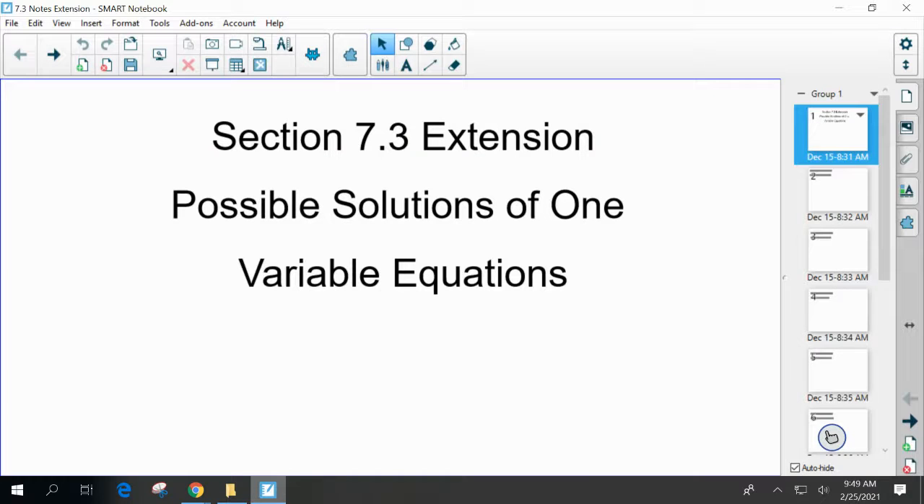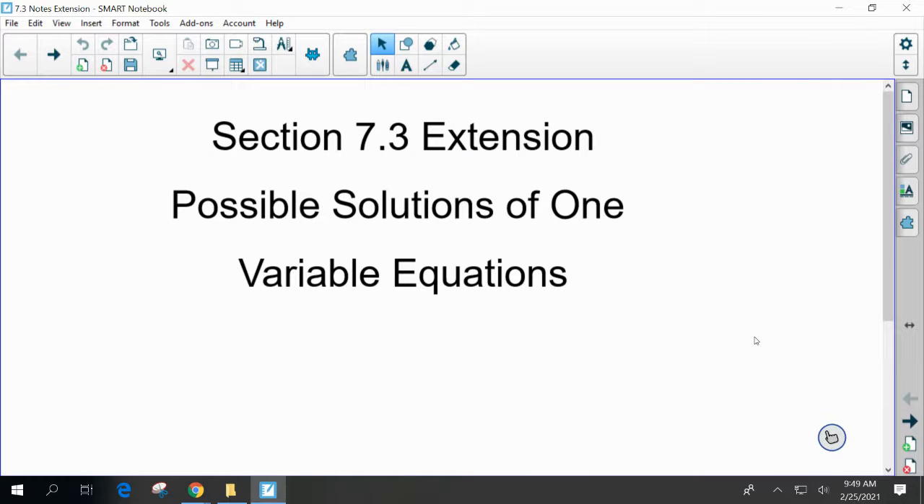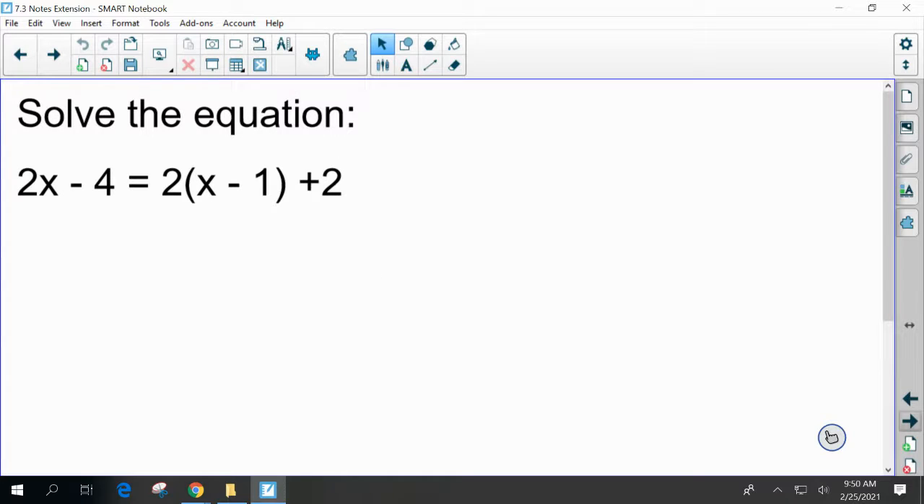Okay, so this is section 7.3 extension. So this is adding on to what we've already learned in 7.3. And today we're gonna have a different kind of answers. We're not gonna actually have like x equals 2 as an answer, okay? So starting off with number 1, this is a multi-step equation.